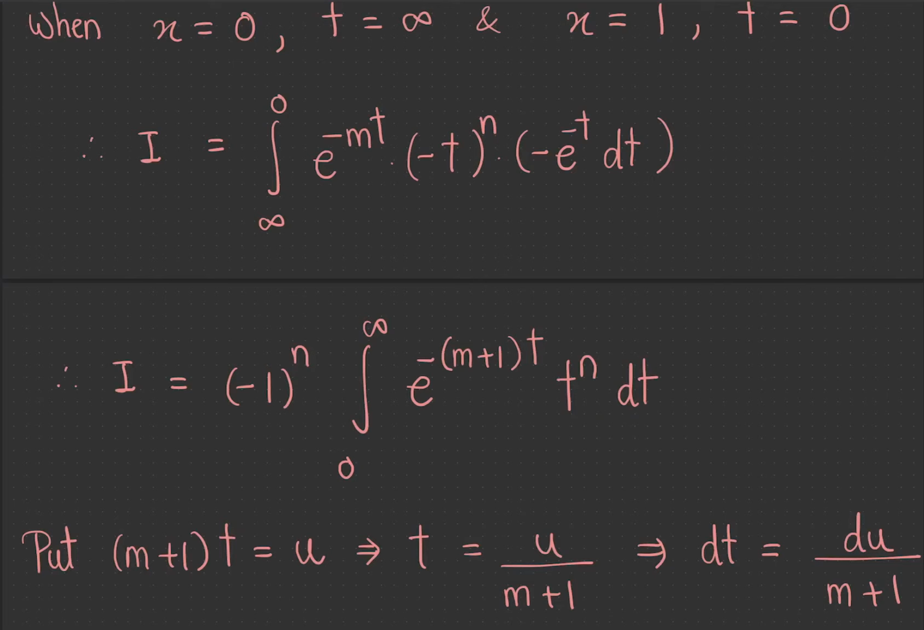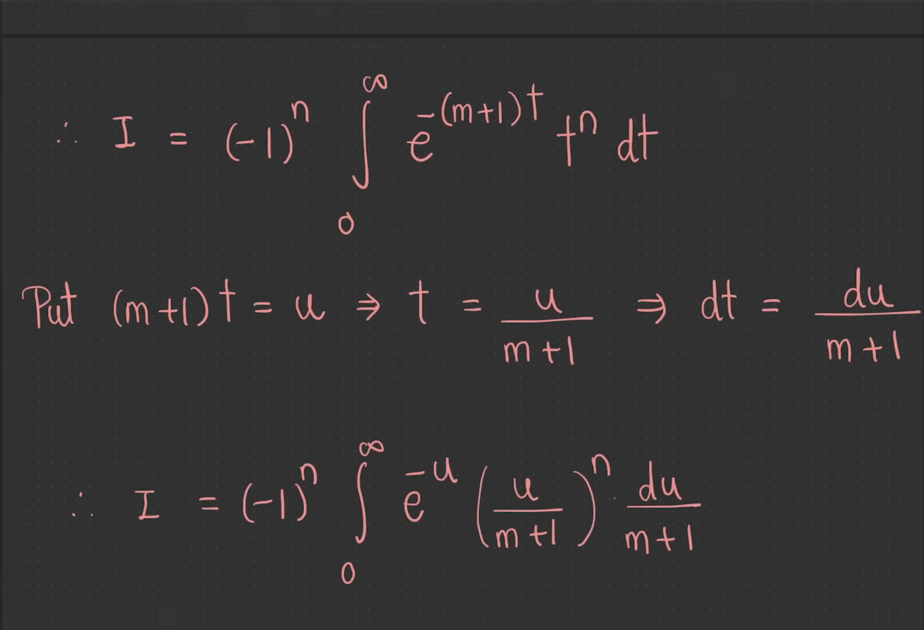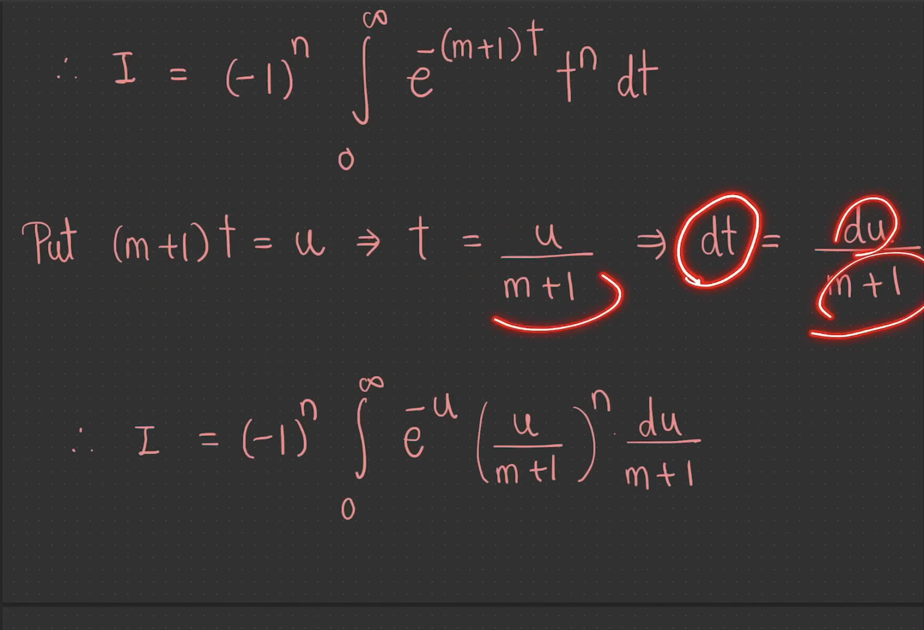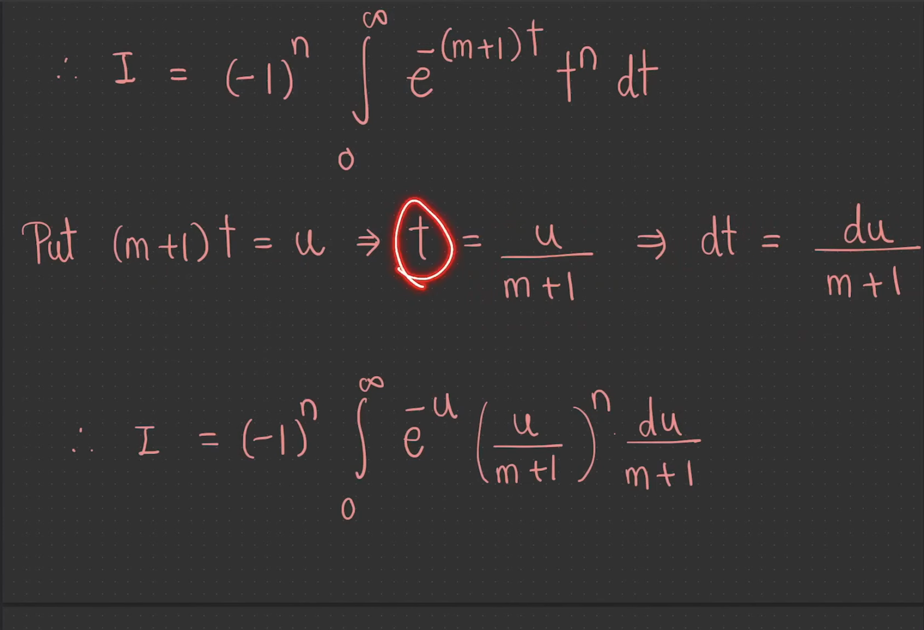Again we see that here the power of e is minus of m plus 1 into t. So we will replace this m plus 1 into t by u. So we will put m plus 1 t equal to u, that is t equal to u upon m plus 1. So dt will be du upon m plus 1, since m is a constant.